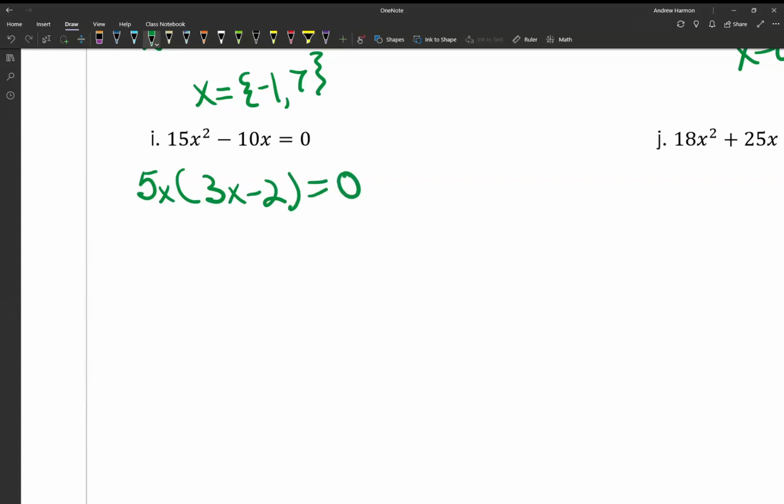Now if you look, I have two factors, neither of which have an x squared. And so basically all I have to do now is set each of those factors equal to 0. 5x has to equal 0. 3x minus 2 has to equal 0. And then I just solve.